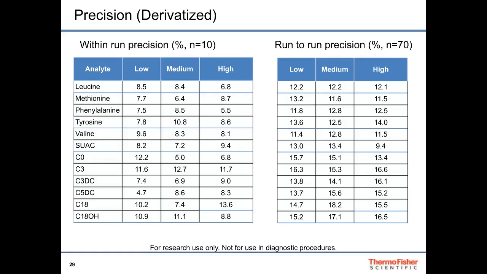And the ranges for the acylcarnitines were from 0.2 to 5 for the low QC, 0.5 to 10 for the medium QC, and 1.0 to 15 in the high QC. So that gives you an idea of what kind of response factors that we're getting.